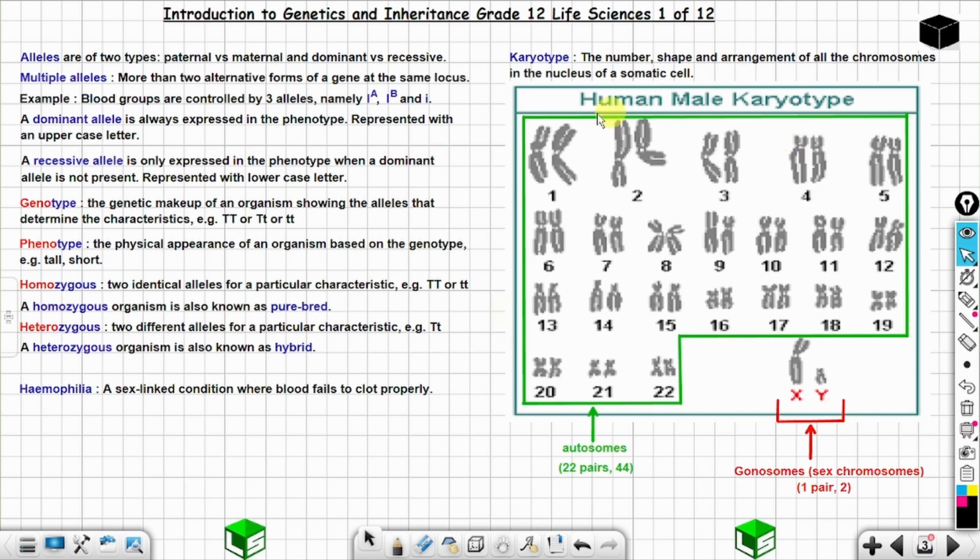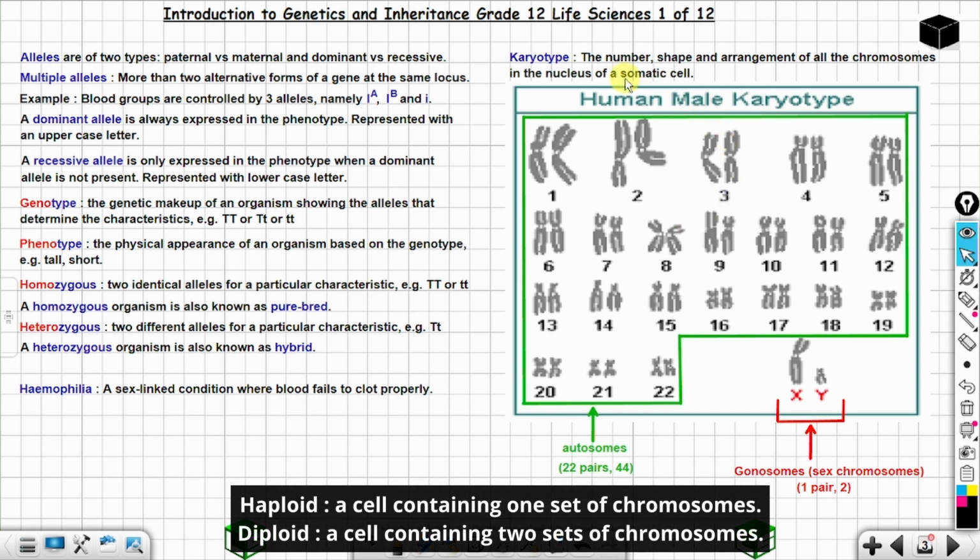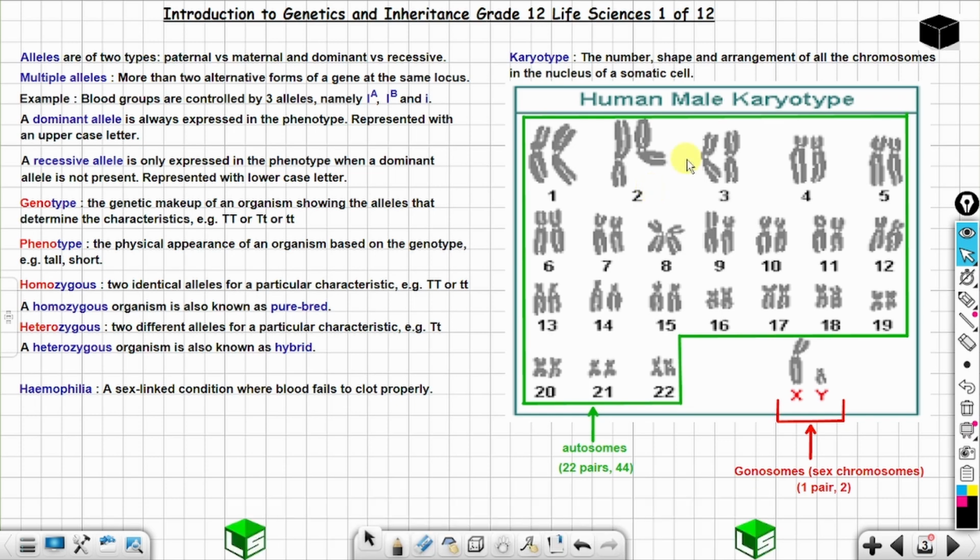Half of this. So sperm cell and egg cell are haploid. Somatic cells are diploid. Diploid meaning they have 2 sets of chromosomes. As you can see, 2 sets, one from the father, one from the mother. Haploid cell, they have 1 set of chromosomes only. Okay, let's move on.